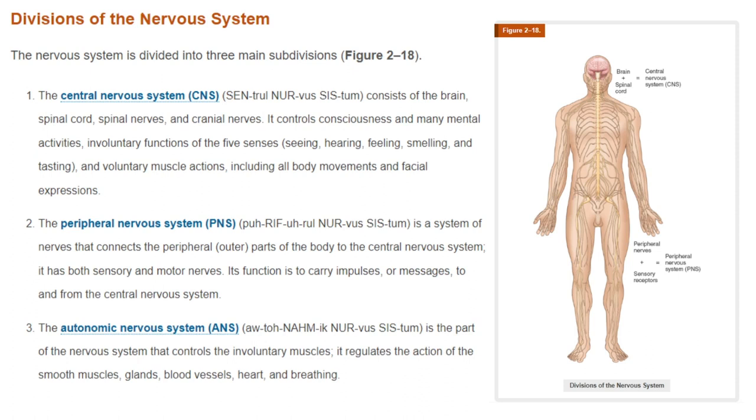The peripheral nervous system is a system of nerves that connects the peripheral, outer, parts of the body to the central nervous system. It has both sensory and motor nerves. Its function is to carry impulses, or messages, to and from the central nervous system. The autonomic nervous system is the part of the nervous system that controls the involuntary muscles. It regulates the action of the smooth muscles, glands, blood vessels, heart, and breathing.